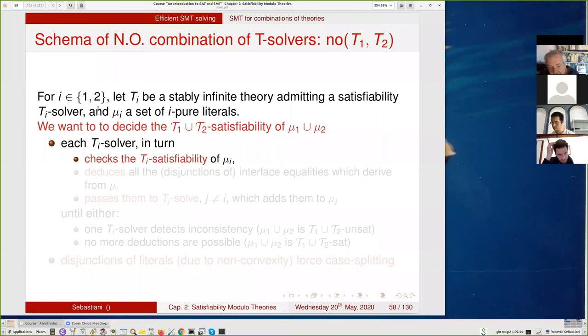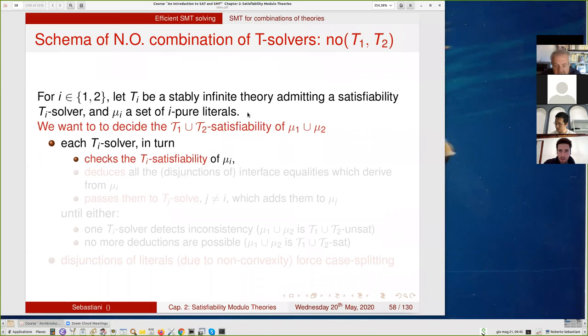Checks the satisfiability. So, first of all, we partition the set of literals into two parts: the theory one pure atoms and the theory two pure atoms. If there are equalities among atoms, you decide which side you put them, typically in the one that is easiest to solve. Each solver in turn does the following.